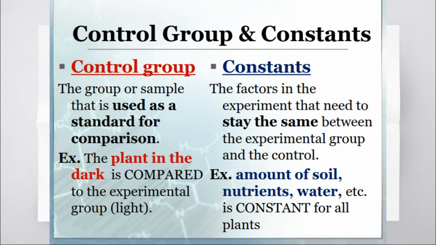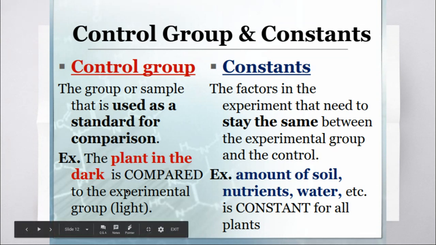Okay, a couple other vocabulary terms that you're going to need to know and be able to identify. Number one, we have what's called the control group. The control group, you always want to run a control group because that's what you're going to compare your experimental group to. It's the group or sample that is used for comparison, and that is usually the group that is run with none of the independent variable or normal conditions of it. So in this case, if we're changing the independent variable as amount of light, having no light would be a control group.